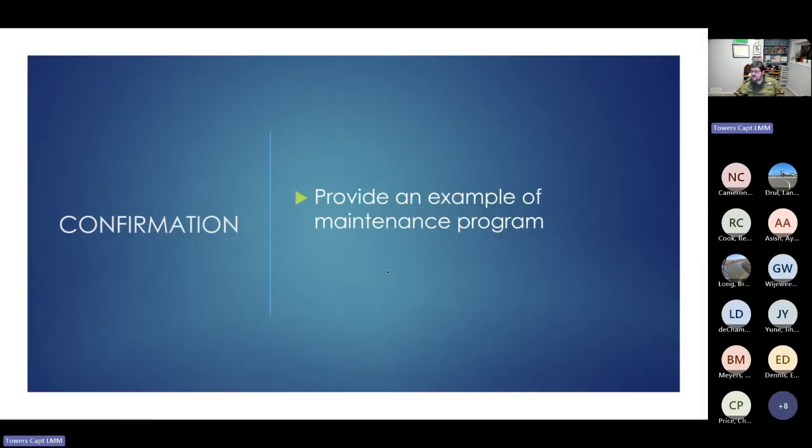All right, so into the confirmation questions for this class. Can anyone provide me an example of a maintenance program, specifically within the Air Cadet Flying Program?